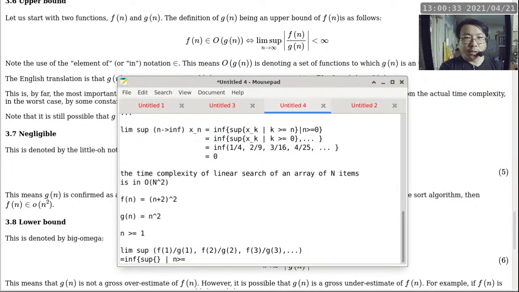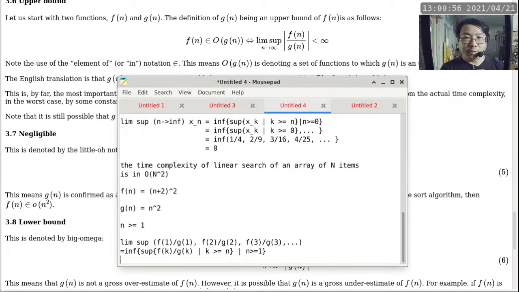So this is n greater than or equal to 1 in this case, and then this one is, oh no, I would say f of k divided by g of k, where k is greater than or equal to n. Alright, so this is the full expansion of what we're dealing with here. So what do you think this infimum, this limit superior, is going to look like? Just think about it.